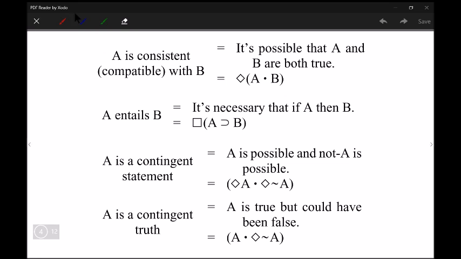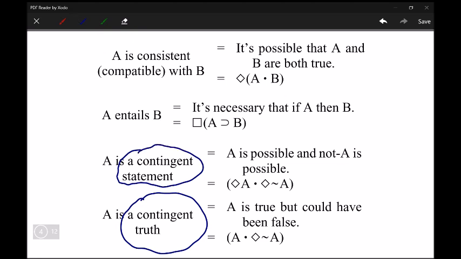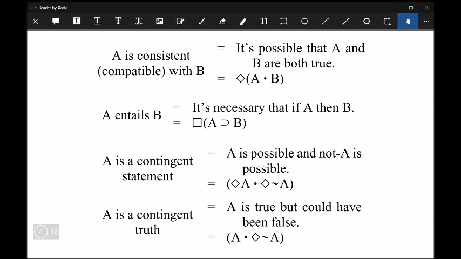Now contingent truth says it's true but could have been false. If you say contingent statement, you're not saying whether the thing is true or false. You're just saying could be true, could be false. Whereas if you say contingent truth, well, then you're saying it's true but could have been false. So you're making a stronger claim. Be careful about that. There are, of course, logical exercises about translations to help you with that. So you will get adequately drilled into that.